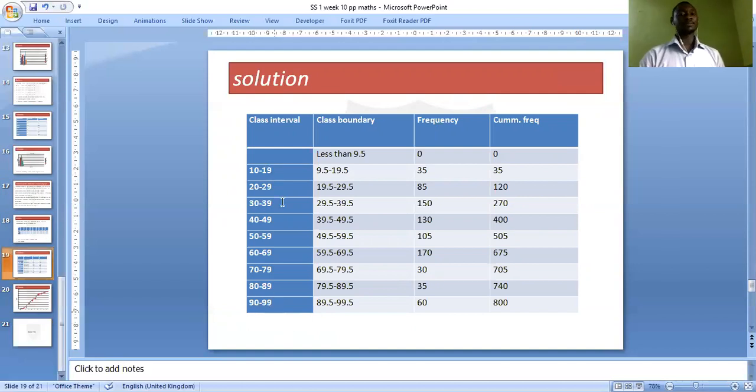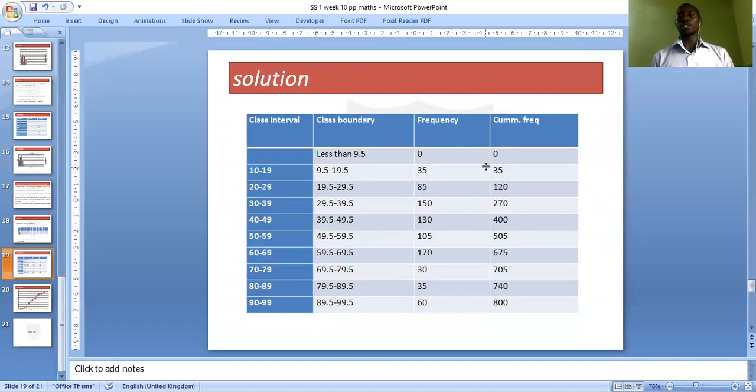The first column is the class interval, 10 to 19 down to 90 to 99. The class width is 10. And here the class boundary is obtained by subtracting 0.5 from the lower class limits and adding 0.5 to the upper class limits to get the class boundary. So the boundary before the first class is 9.5, with a frequency of 0 and a cumulative frequency of 0.